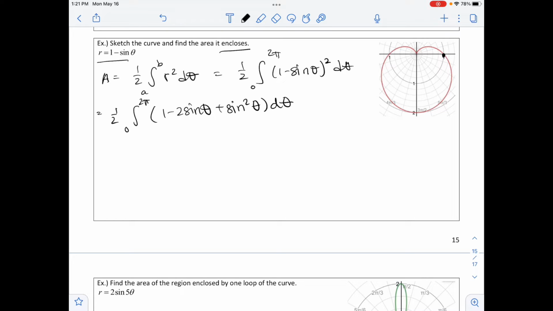And we can integrate all the terms except for this last one, and we're going to go ahead and use that power reducing formula like we did in the previous example. So this is going to be equivalent to 1/2 the integral from 0 to 2 pi of 1 minus 2 sine theta plus 1/2 times 1 minus cosine 2 theta d theta.